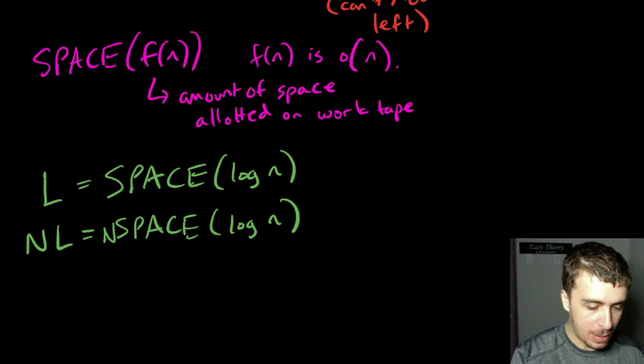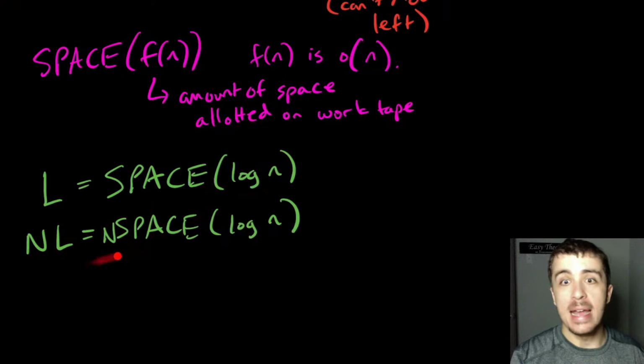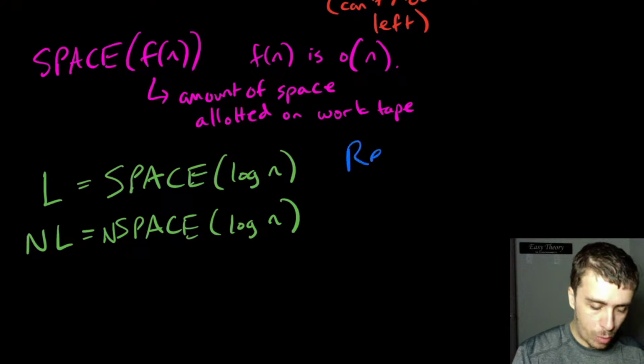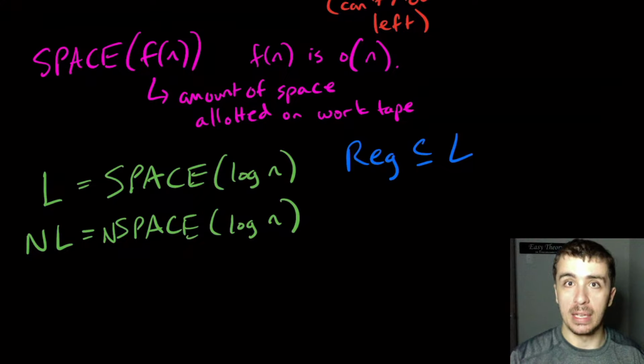So we were talking about these two classes, L and NL. L is deterministic log space, and NL is non-deterministic log space. So let's give some examples of some languages that are in here. One example is that all regular languages are in L. So regular languages are a subset of the class L.